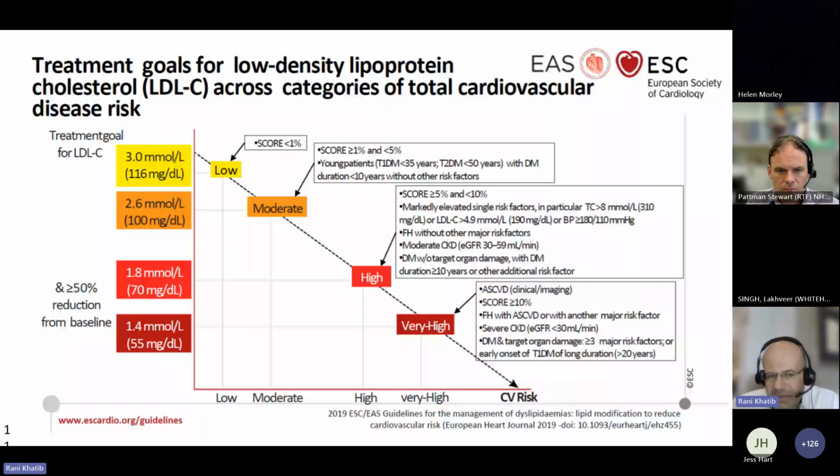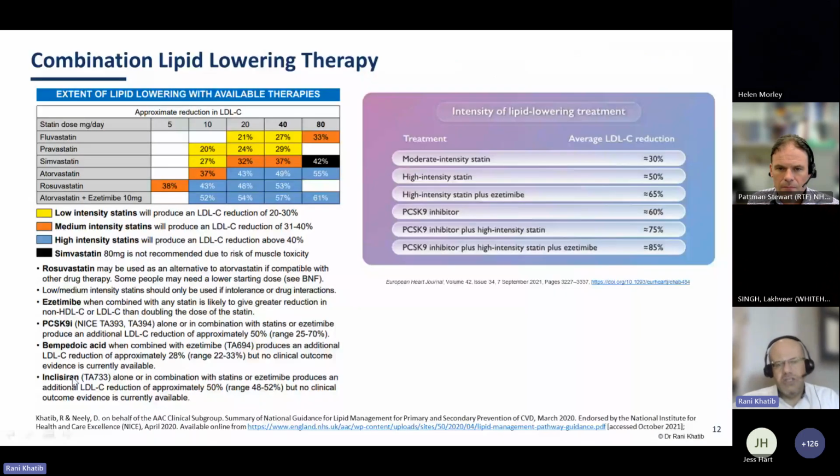The 50% or more reduction from baseline is pretty much what NICE said, but about non-HDL cholesterol. Anyway, the numbers you need to remember in terms of target: aim for less than 1.8 for LDL cholesterol, or less than 2.5 for non-HDL cholesterol, and a 50% or more reduction from baseline would be a good idea. So that's targets in general.